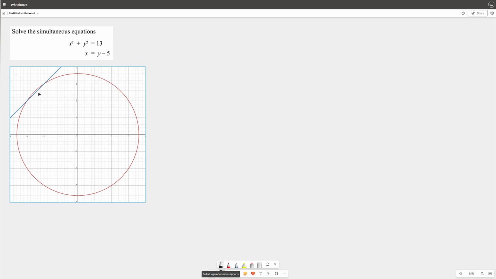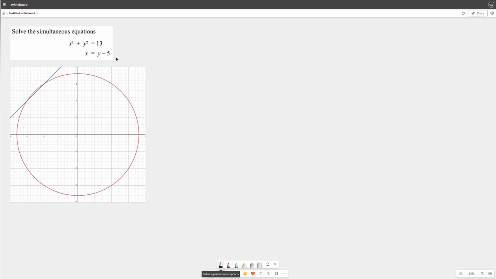If the line does not intersect the circle, there will be no solutions. There will be no real solutions to this question. The simultaneous equations will have no possible real answers for x or y. So how do we solve this? Well, at the moment we've got two equations, and that's not really what we want. We want to only have one equation.